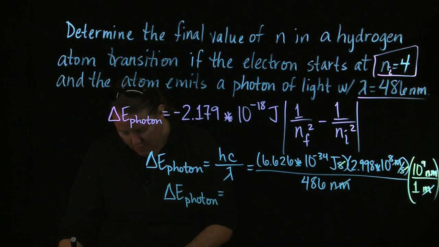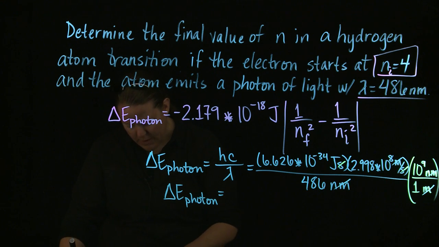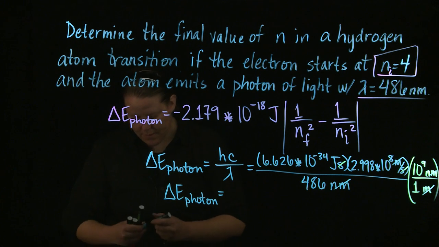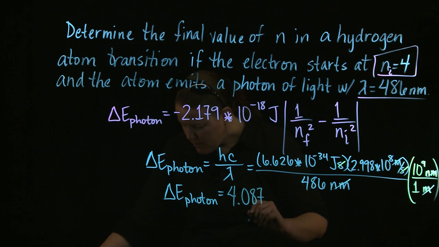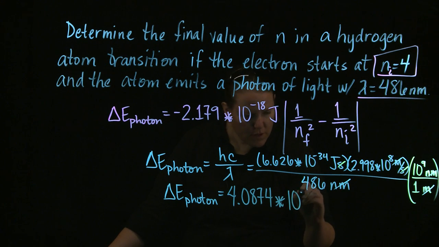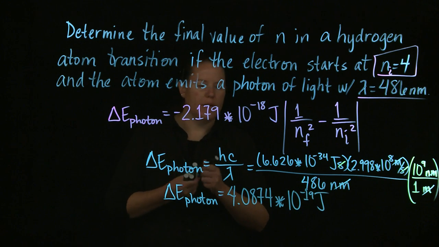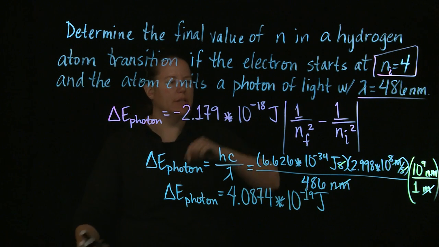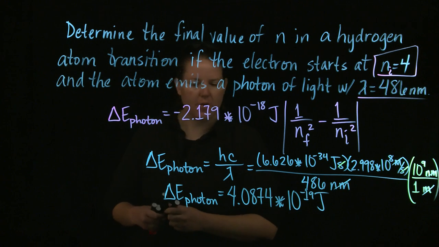And I get 6.626 E negative 34th times 2.998 E8 divided by, I forgot my N moment, times 1 E9 divided by 486. And I get a cool number like 4.0874, we're going to just take out a whole bunch of digits here, so it makes it a little cleaner for us, times 10 to the negative 19th joules. Okay, now I have the E of the photon, so now I need to solve this equation for the final N, right? I need the final N right there.